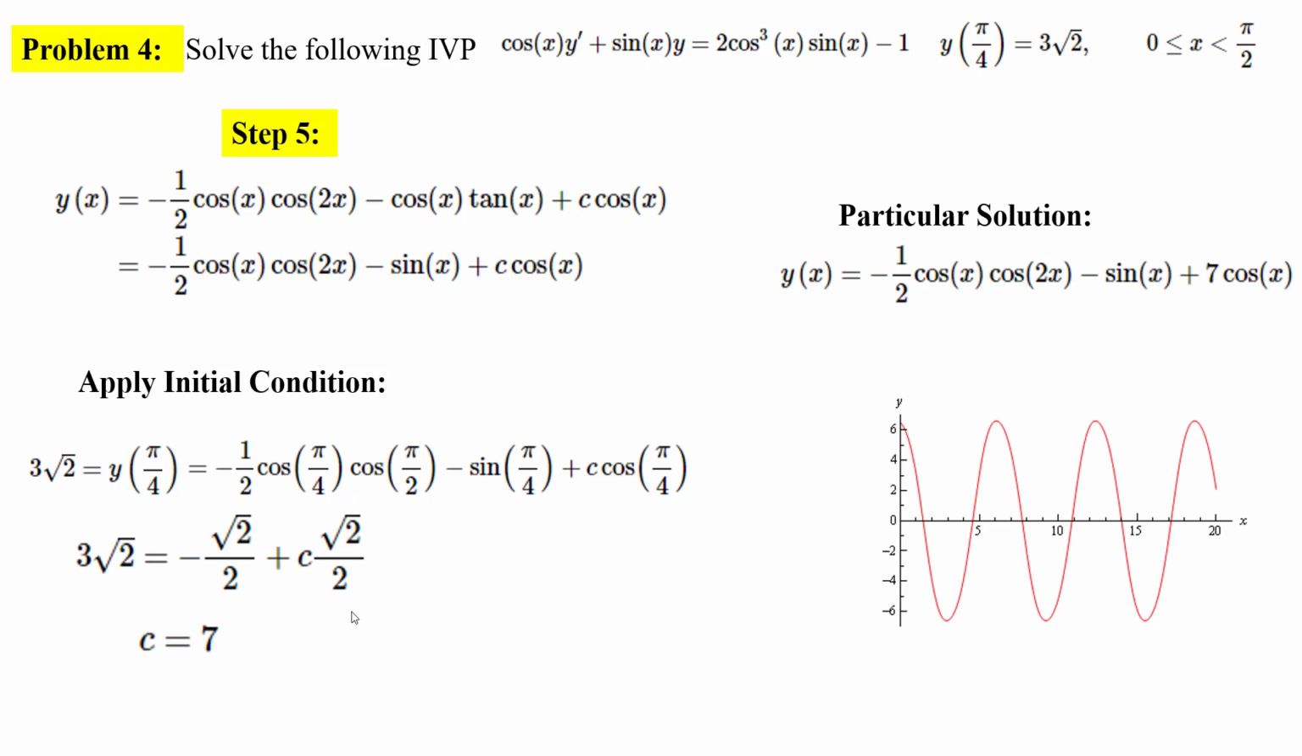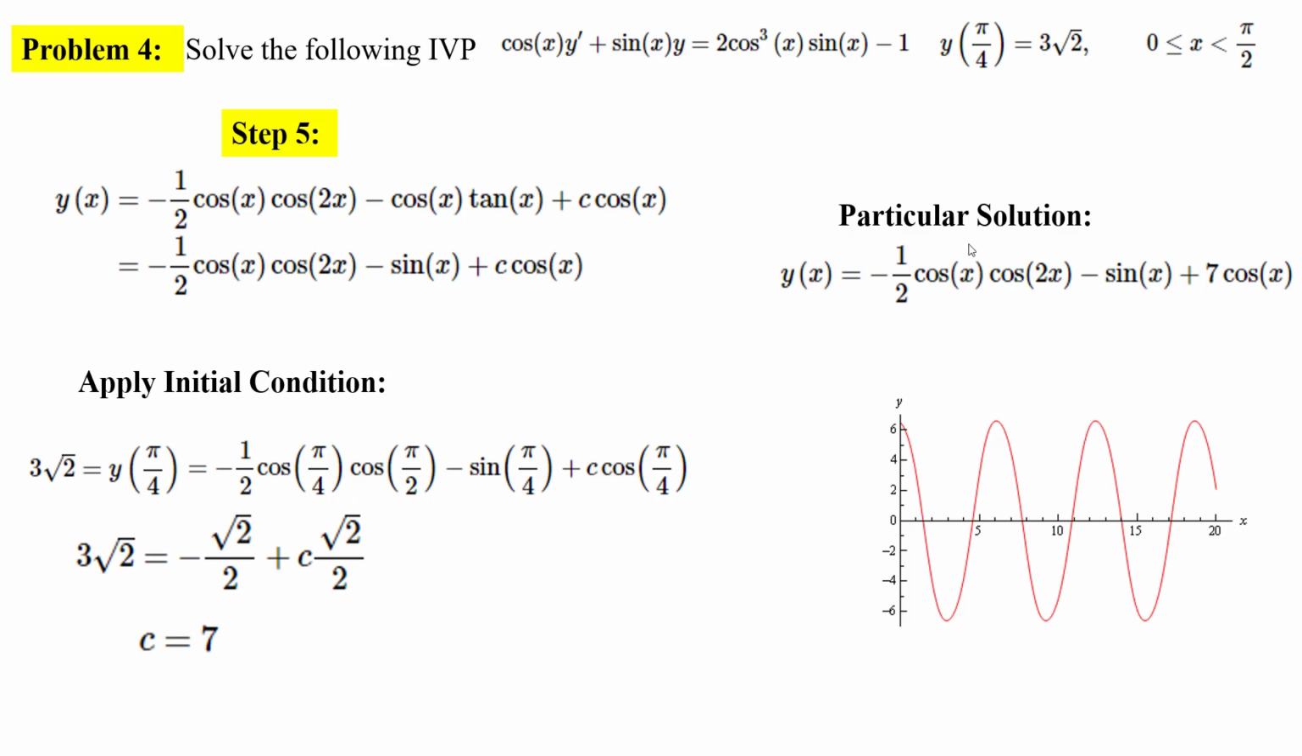All right. And then this is the graph. Notice that you don't just get plus 7, right? This is a problem where the constant multiplies a term in the particular solution. Okay, so that's problem 4.